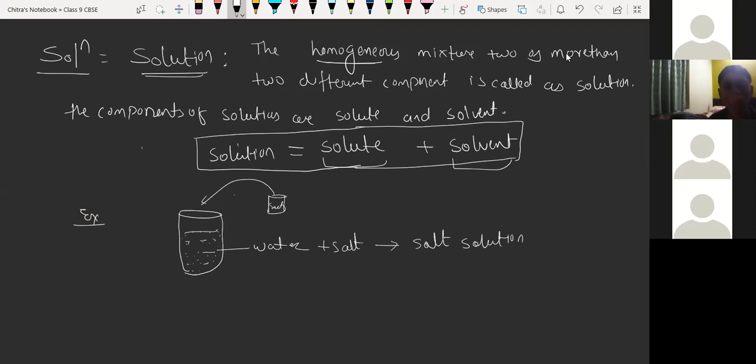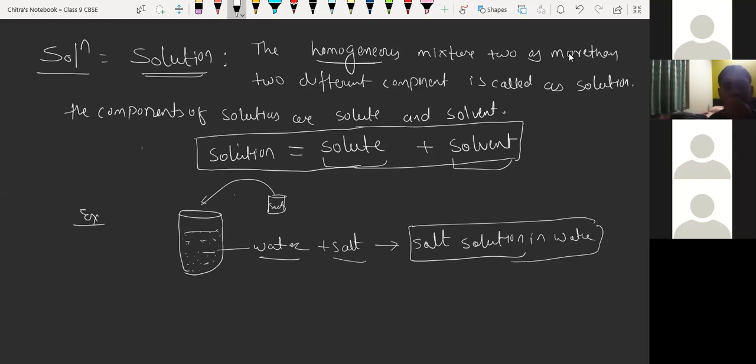Okay. So see, in that solution, we cannot identify water particles and salt particles differently. That's why it is homogeneous. It is the homogeneous solution. So we have the example of salt solution in water. It is an example for the solution. Now we are going to discuss the components of solution.